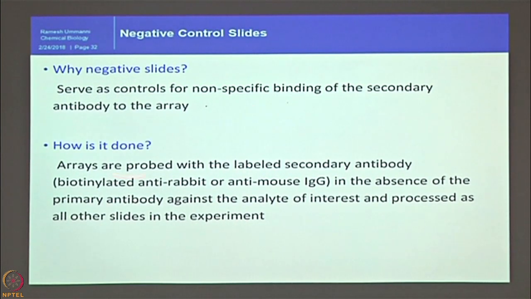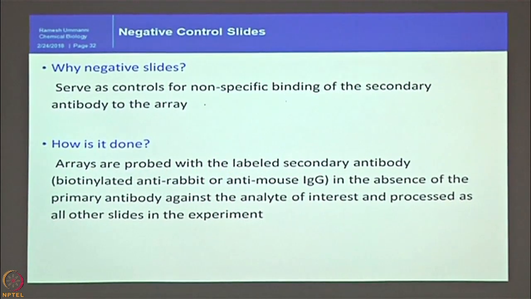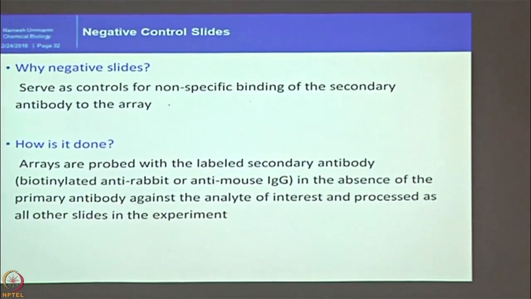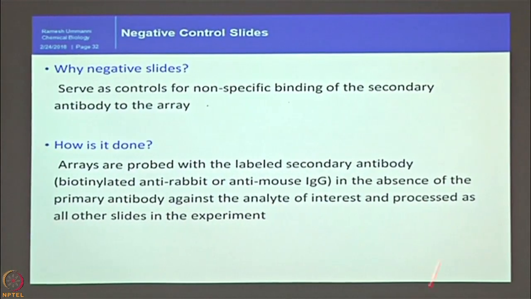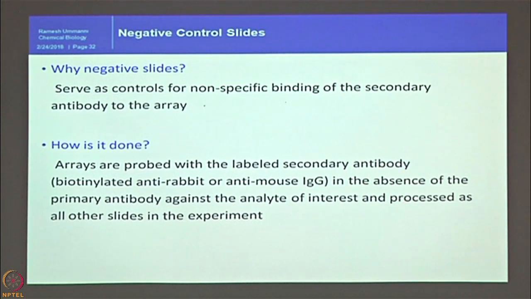So these negative slides serve as non-specific binding controls of the secondary antibody to the arrays. Every one of the slides out of 50 will be probed with only the secondary antibody, and those signals will be detected from the original signal. If you see any signal for the secondary antibody alone, those antibodies definitely need to be dropped. Some secondary antibodies labeled for infrared from different companies behave completely differently.